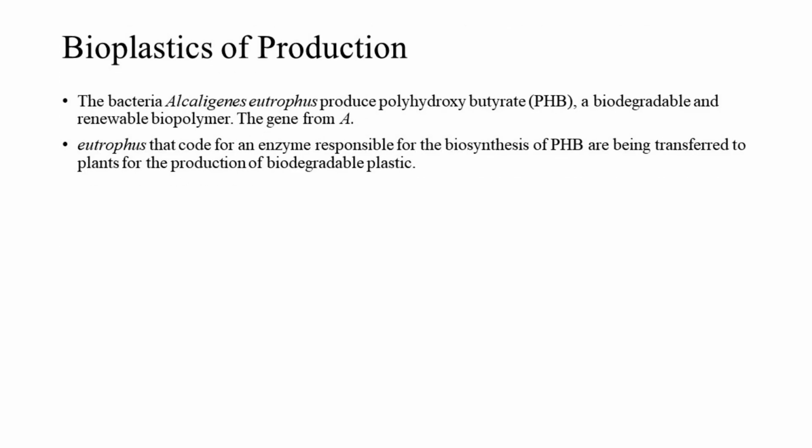Production of bioplastics. The bacteria Alcaligenes eutrophus produce polyhydroxybutyrate, PHB, a biodegradable and renewable biopolymer. The genes from A. eutrophus that code for enzymes responsible for the biosynthesis of PHB are being transferred to plants for the production of biodegradable plastic.